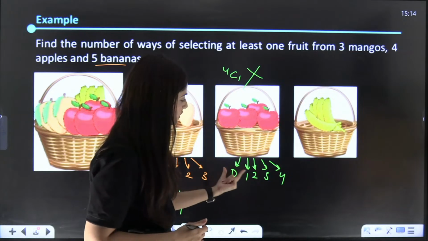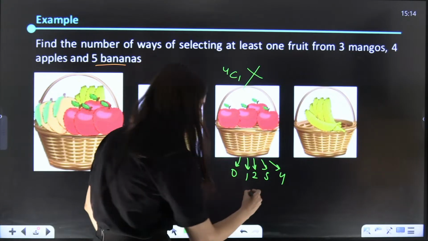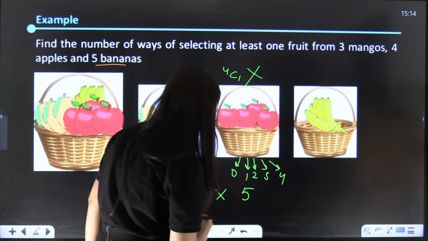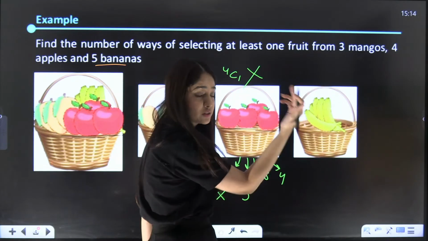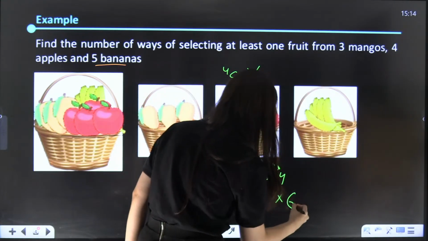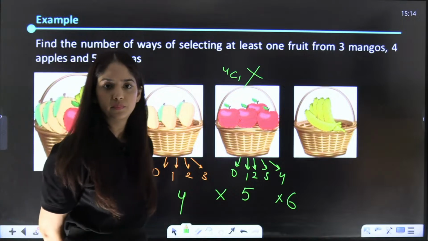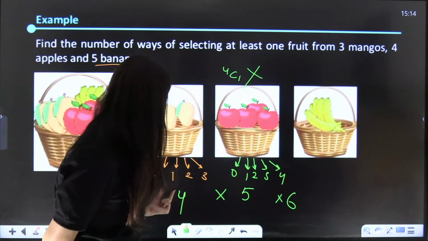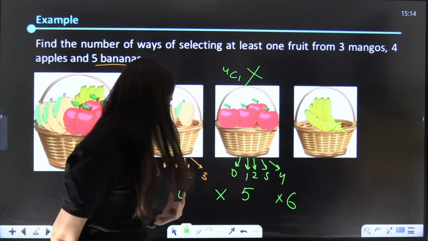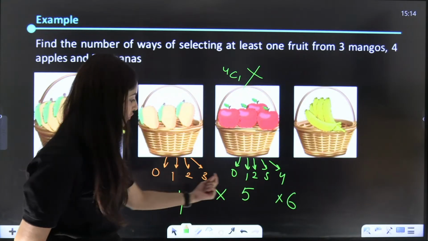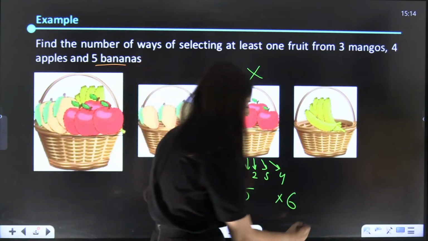Now that means we have 5 options for the apples, and just like that we have 5 bananas, so 5 plus 1, 6 options for the bananas. So we have 4 options for mangoes, 5 options for apples, 6 options for bananas. Total how many options? 4 into 5, 20, into 6, 120.